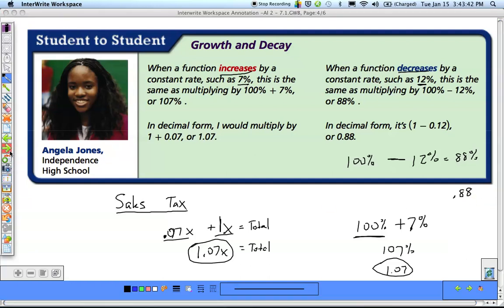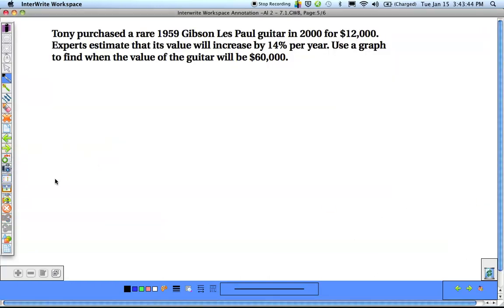So let's actually take a look at a word problem. Tony purchased a rare 1959 Gibson Les Paul guitar in 2000 for $12,000. Experts estimate that its value will increase by 14% per year. Use a graph to find when the value of the guitar will be $60,000.